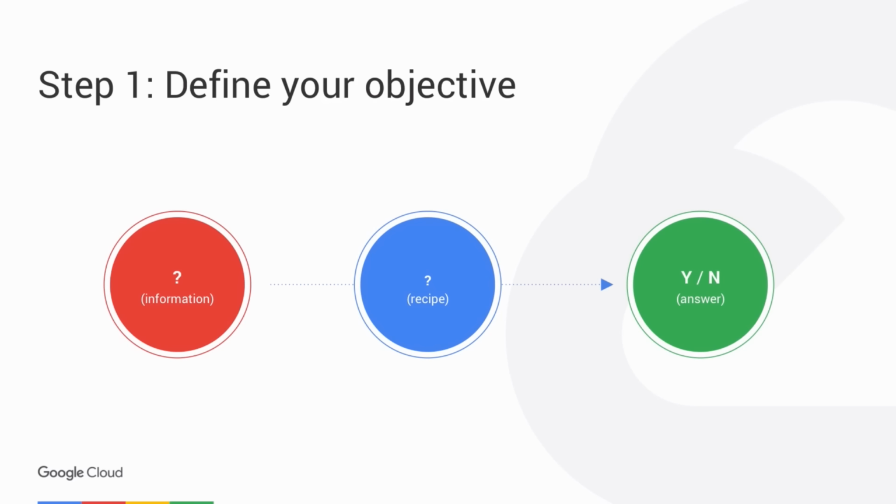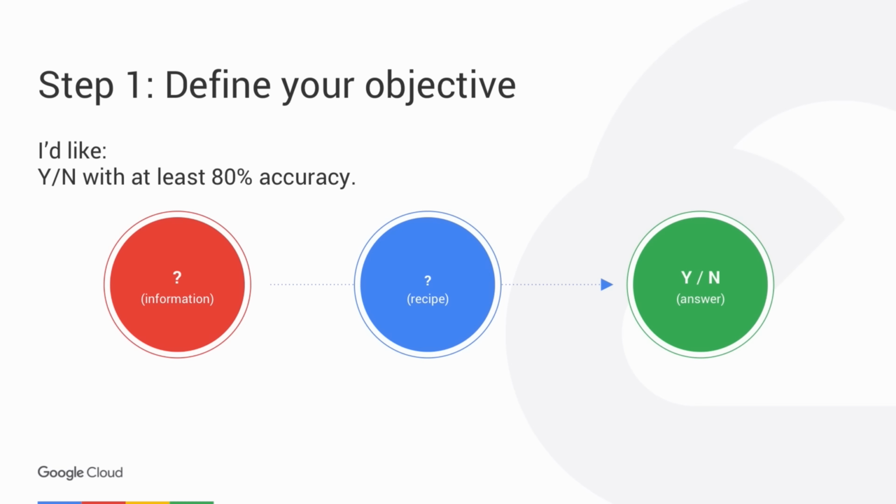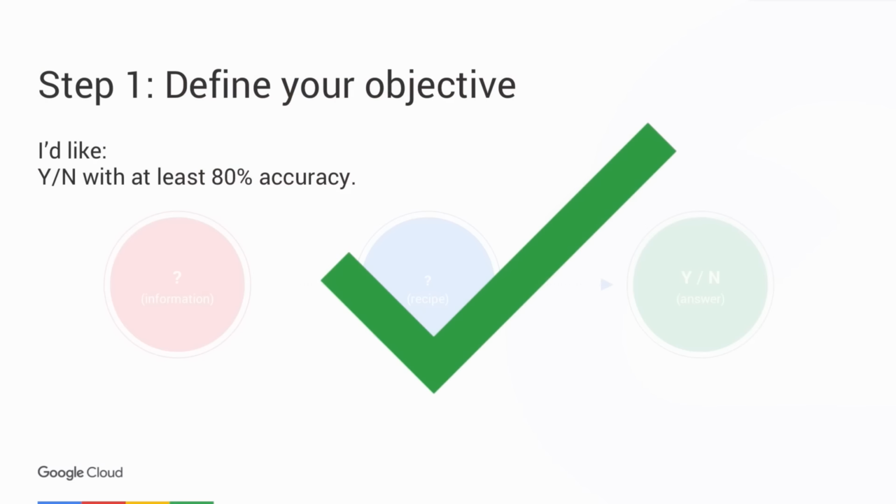In the case of our wine example, I want my system to correctly say yes or no to a new bottle of wine. Then, I need to think about how good it needs to be. Let's see. I'm going to need it to have at least 80% accuracy for it to feel worth using. Otherwise, I won't bother with it. I'll just ask my friend for a recommendation instead. Great, that's step 1 done.